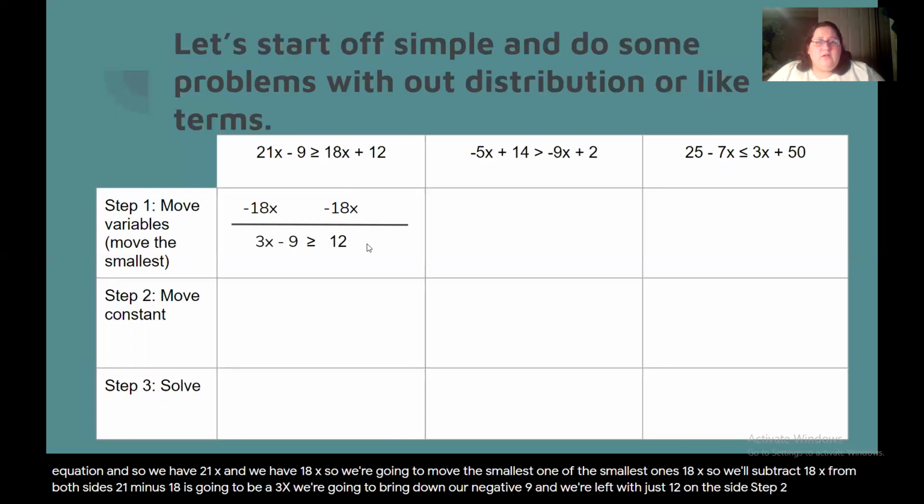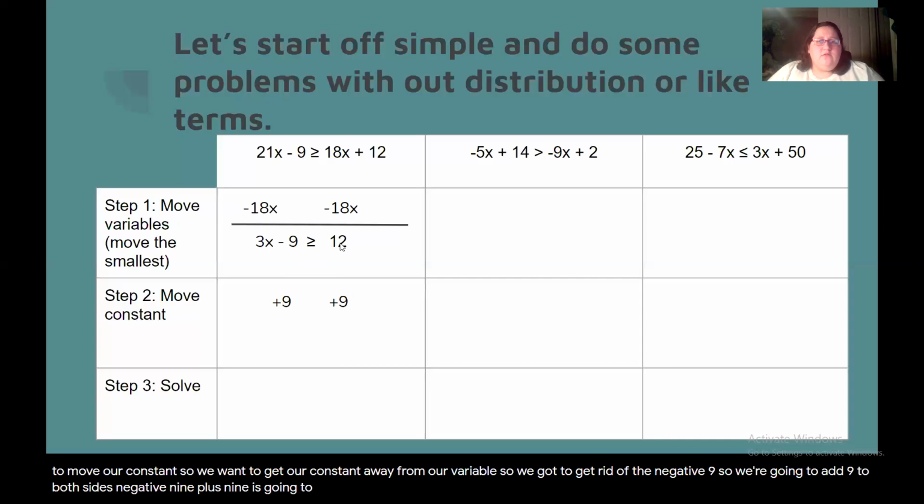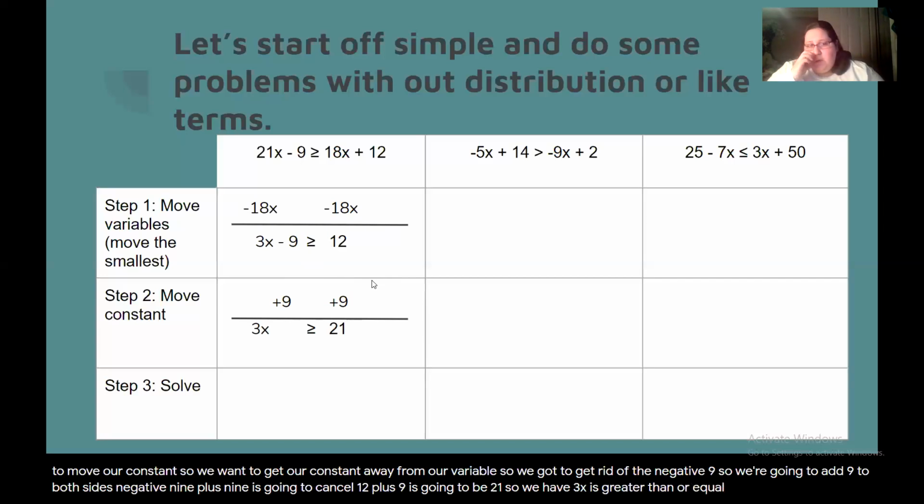Step 2, we're going to move our constant. So we want to get our constant away from our variable. So we've got to get rid of the negative 9, so we're going to add 9 to both sides. Negative 9 plus 9 is going to cancel. 12 plus 9 is going to be 21. So we have 3x is greater than or equal to 21.